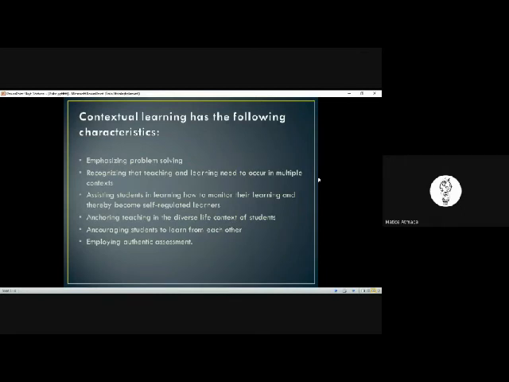Contextual learning has the following characteristics: emphasizing problem solving, recognizing that teaching and learning need to occur in multiple contexts, assisting students in learning how to monitor their learning and thereby become self-regulated learners, anchoring teaching in the diverse life contexts of students, encouraging students to learn from each other, and employing authentic assessments.